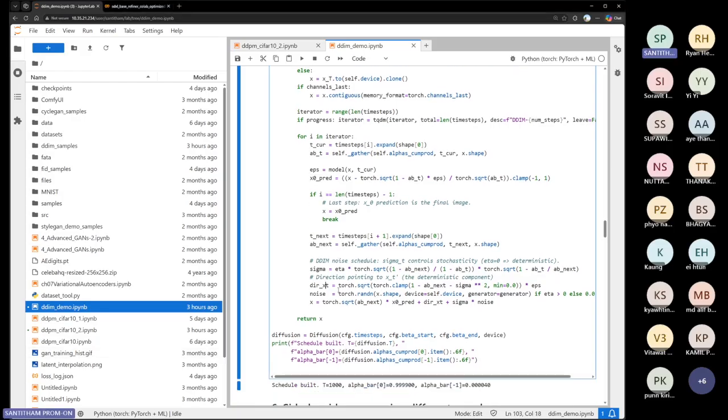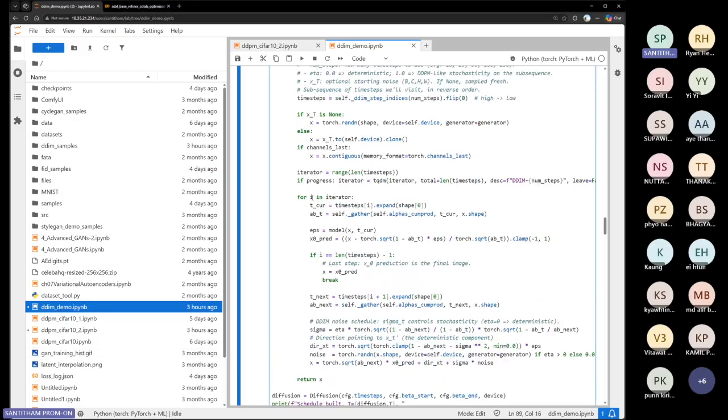Okay. So in this iterate, the focus would be in the iterators, because this part will be the part that you iterate through the denoising process. First, you get the time step, and then you have the epsilon, right? Come from the model of x and t. Remember, this predicts the error. And then you have x0 prediction, which comes from the equation.